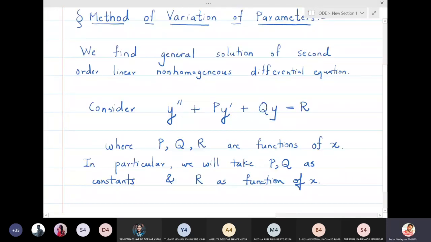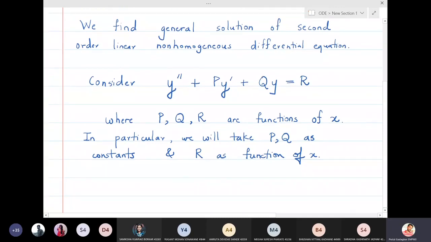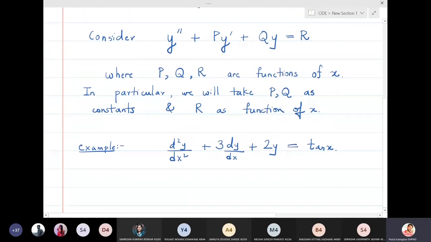Okay, so now what is an example of this? I mean to say, I will look at differential equations, something like d2y by dx square plus 3 dy by dx plus 2y is equal to say tan x. Okay, so such problems we will be looking at.